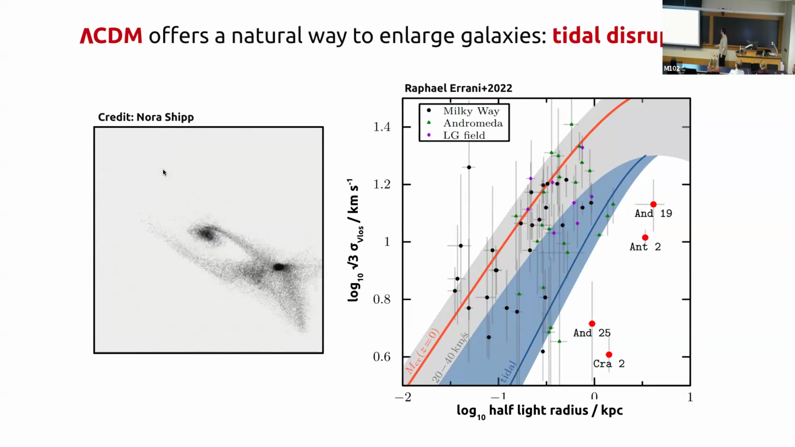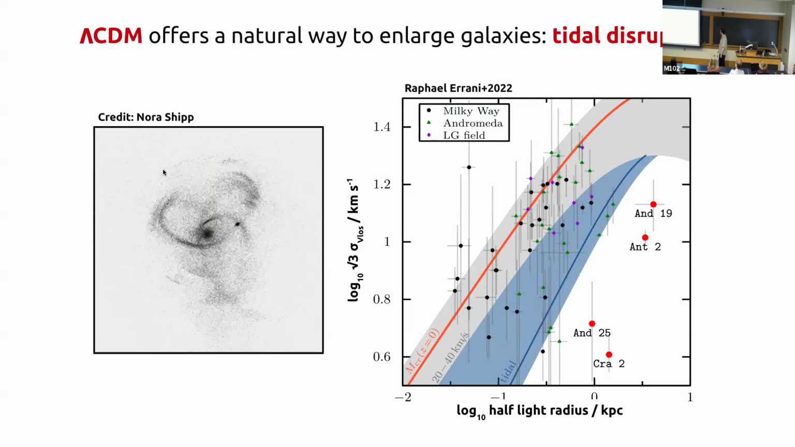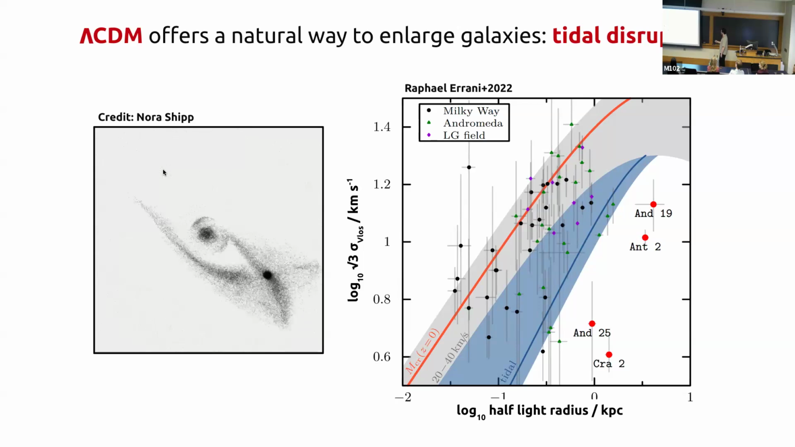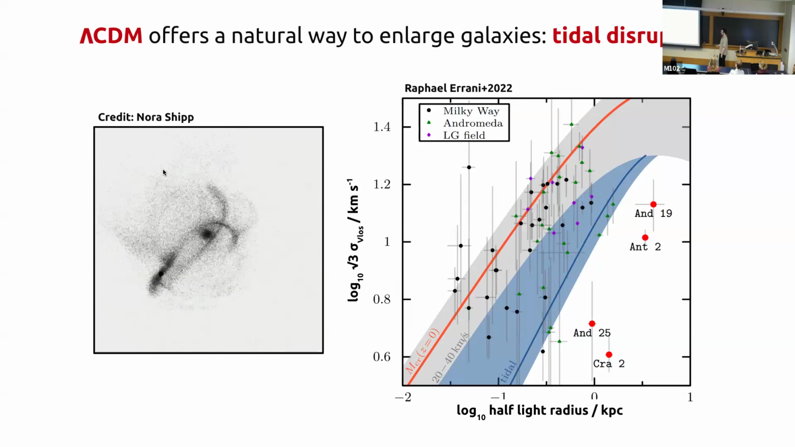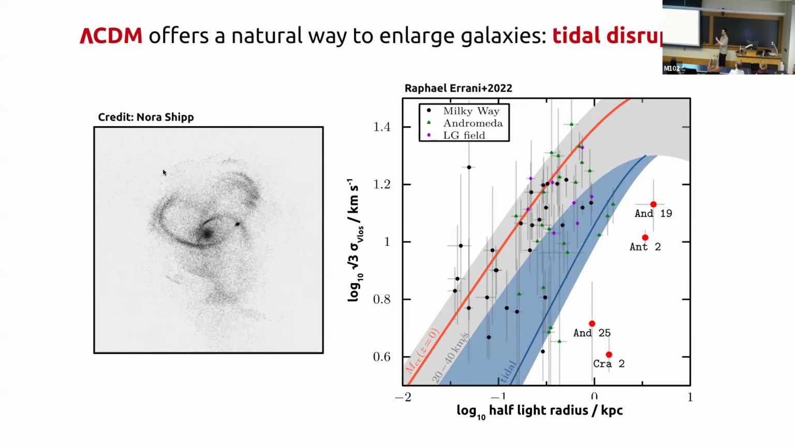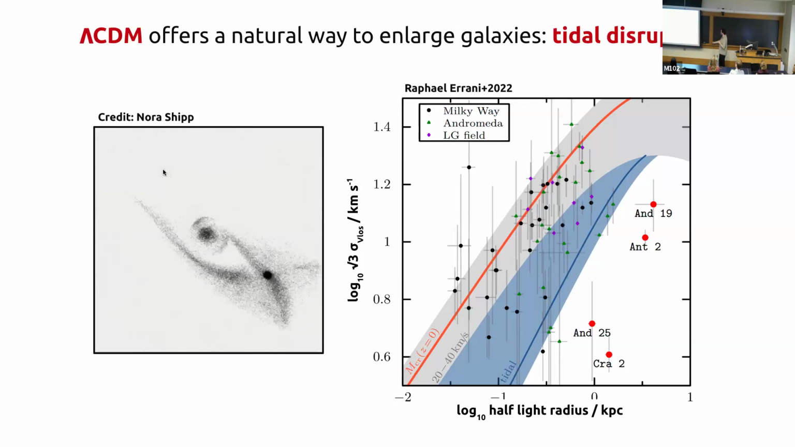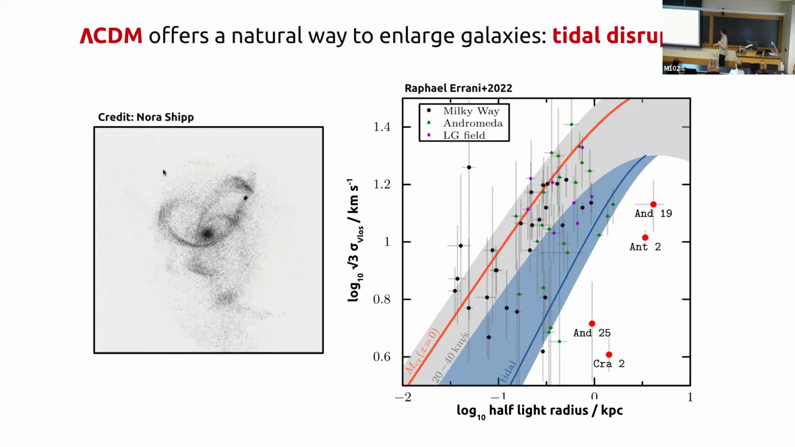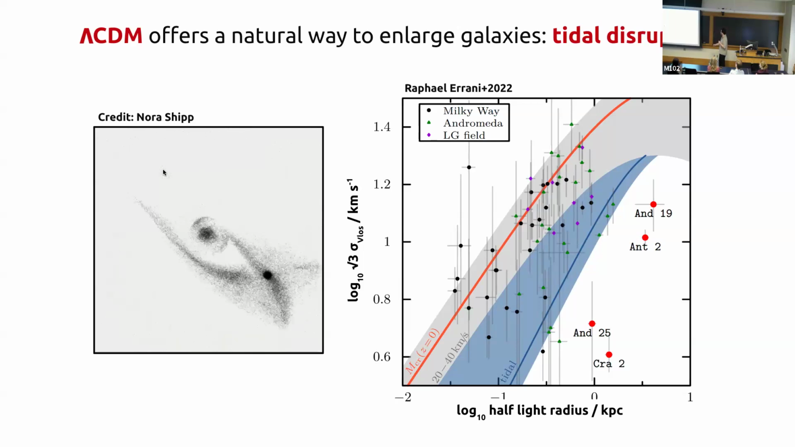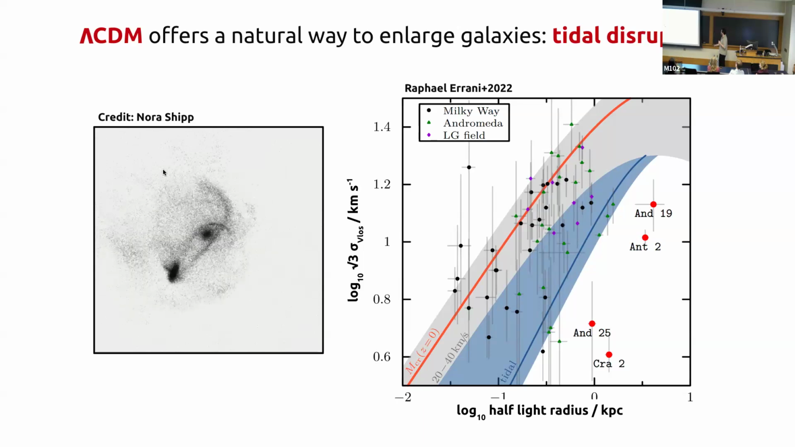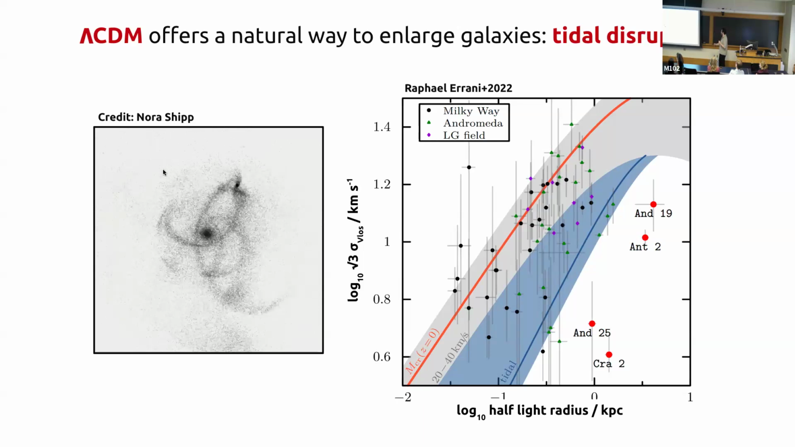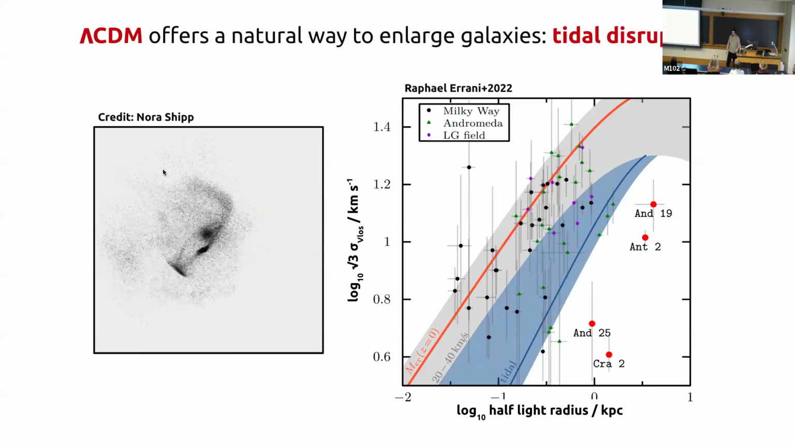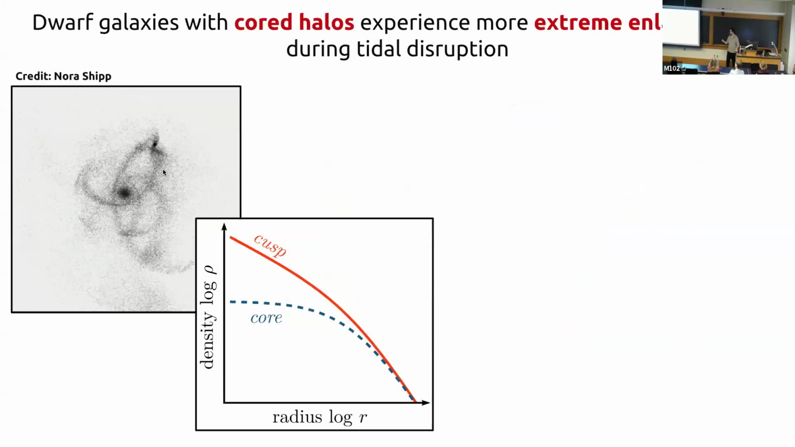There's another Andromeda 25 satellite here that I don't have much to say about. However, this same group of authors actually proposed, a lot earlier than that, before Crater 2 was discovered, which was back in 2016, a method to enlarge your galaxies a lot more by tidal disruption, which is to combine tidal disruption with a different density profile.